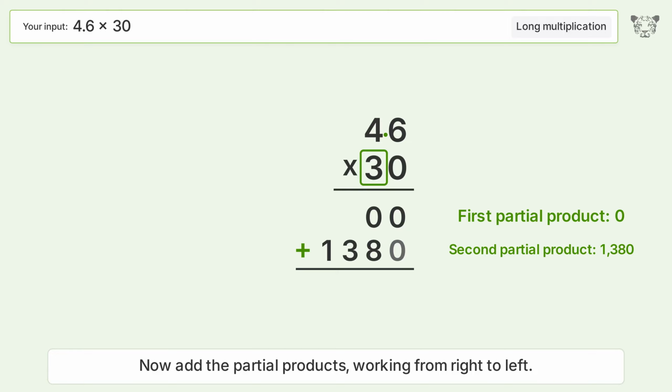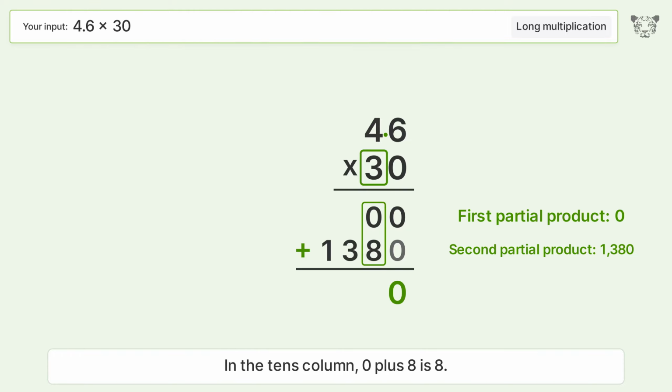Now add the partial products, working from right to left. In the ones column, 0 plus 0 is 0. In the tens column, 0 plus 8 is 8. In the hundreds column, bring down 3. In the thousands column, bring down 1. The product of the whole numbers is 1,380.